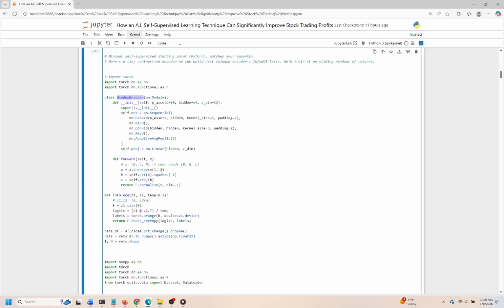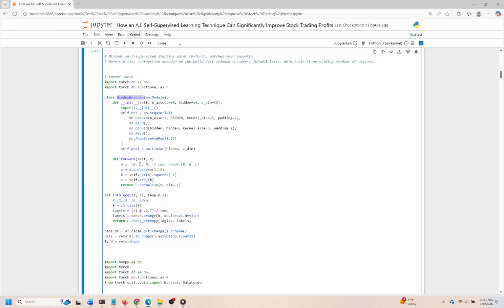This model is designed to process sequences of asset returns through convolutional layers, allowing it to capture temporal patterns effectively. By utilizing a series of convolutions followed by ReLU activations, the encoder distills the input into a more manageable representation. Once processed, these reduced dimensions are projected into a lower dimensional space, and importantly, normalized for consistent comparisons. Each of these steps ensures that we're extracting meaningful features from our data while minimizing redundancies.